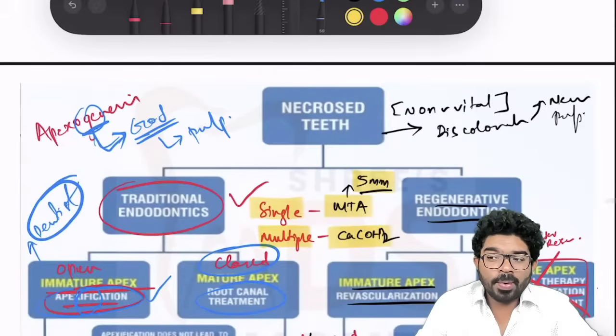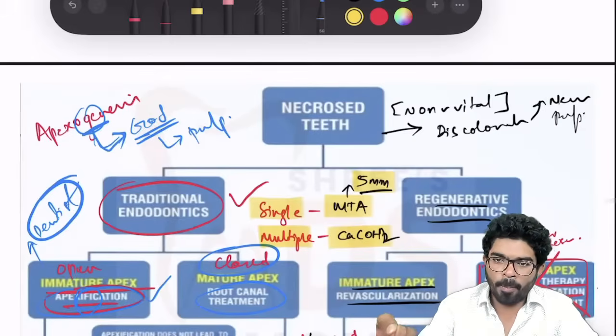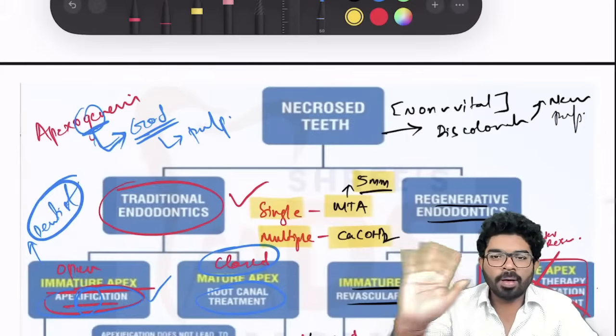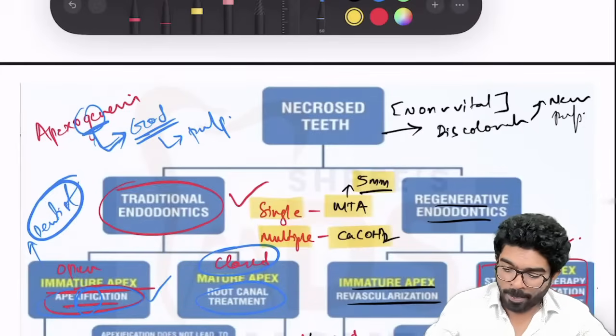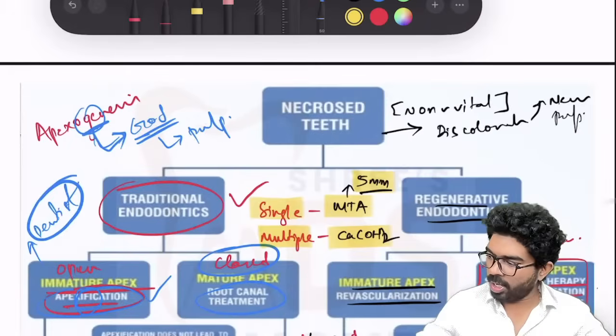And coming to open apex or closed apex, I told you the age of the kid is 10 years, trauma 3 years back. So 7 years, it is an open apex case. It's an open apex non-vital case. In an open apex non-vital case, right? So I'm going with my flow chart.